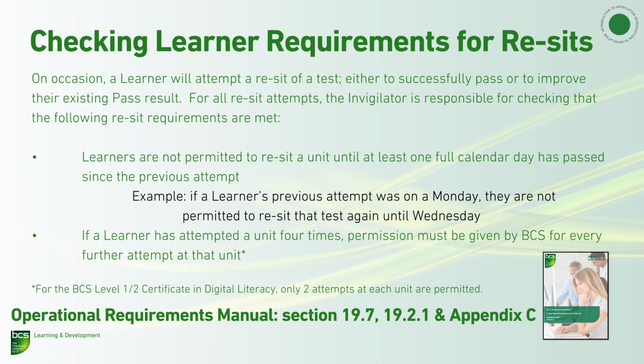If a learner has attempted a unit 4 times, permission must be given by BCS for every further attempt at that unit. For the Level 1 and Level 2 certificate in digital literacy, only 2 attempts at each unit are permitted. For more information on requirements for resits, please visit Sections 19.7, 19.2.1 and Appendix C of the Operational Requirements Manual.